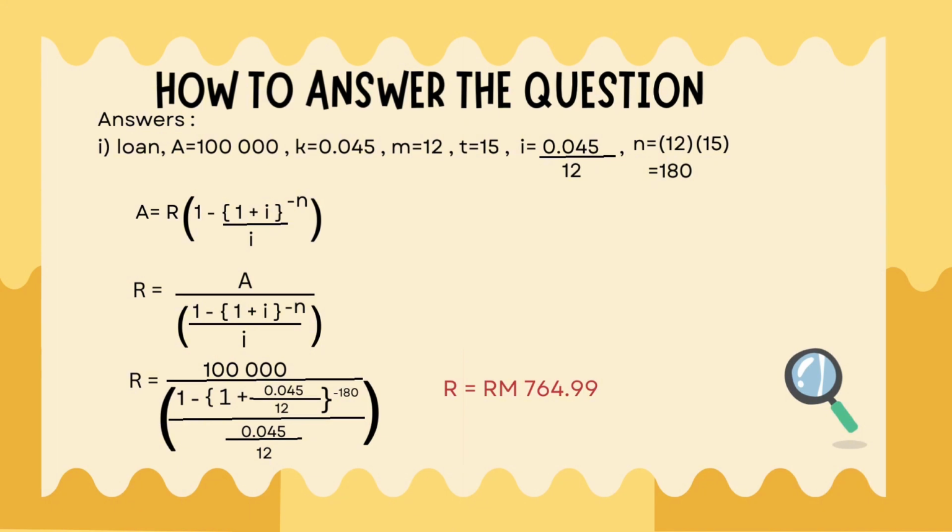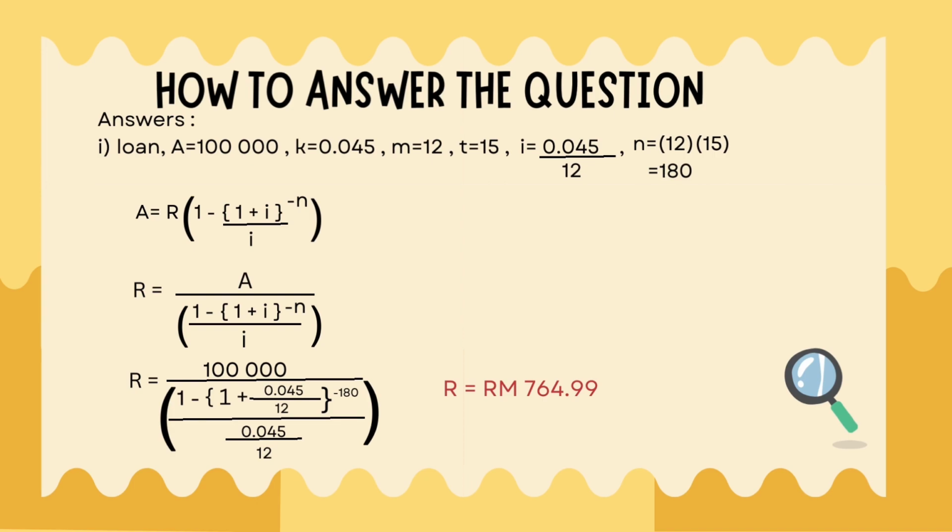So now we want to transfer the R to the left and A to the right. So R equals A divide with bracket 1 minus bracket 1 plus I, bracket to the power of negative N, divide with I bracket. So R equals 100,000 ringgit, divide bracket 1 minus bracket 1 plus 0.045 divide 12 bracket to the power of 180, divide with 0.045 divide 12 bracket. So the answer for R is 764 ringgit and 99 cents.